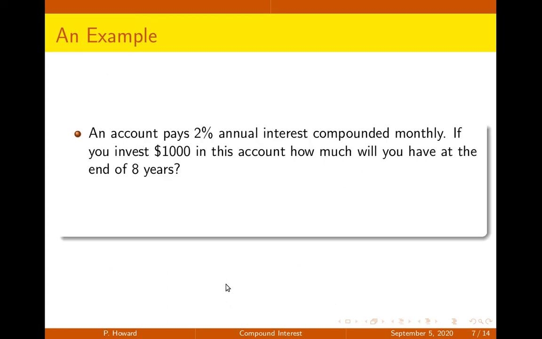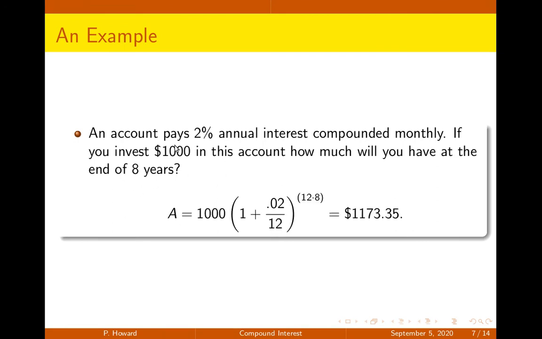So let's try an example more like the problems you'll be doing. An account pays 2% annual interest, compounded monthly. So this is a more reasonable annual interest rate than 24%. Okay, so let's suppose that you invest $1,000 in this account. How much will you have at the end of 8 years?